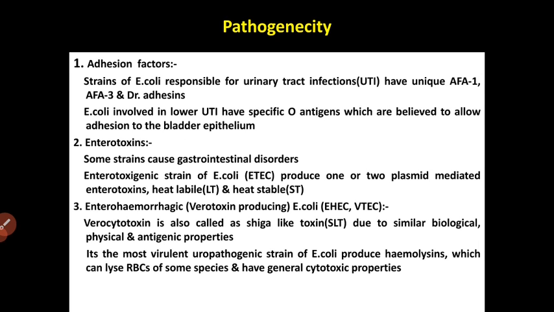Now, strains of E. coli responsible for urinary tract infections have unique AFA1, AFA3 and Dr adhesins, that allow adhesion of E. coli to the epithelia of calyx and collecting ducts. That is their role. E. coli involved in the lower UTI have specific O antigens which are believed to allow adhesion to the bladder epithelium.